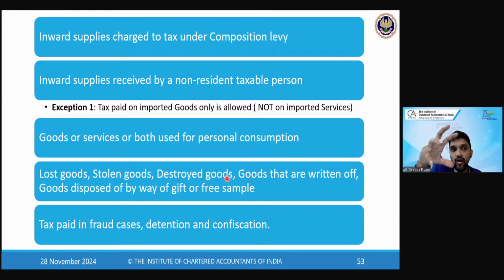I know it was a lot of things to digest, but this is the list. Please go through this section 17. In the next class, if there is any line item which you have not understood, we can discuss that again.